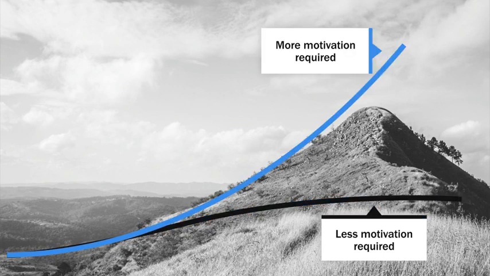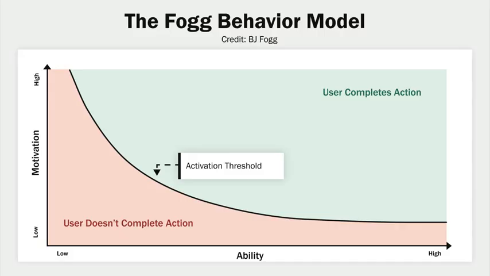The more ability needed in order to complete an action or decision, the steeper the hill, and therefore the more motivation that's required in order to complete the decision. We talked through in an earlier section about the Fogg behavior model, which was created by expert around behavior change, BJ Fogg, where he talks about the activation threshold and understanding where our user might be on this graph in order whether they complete or don't complete the action.